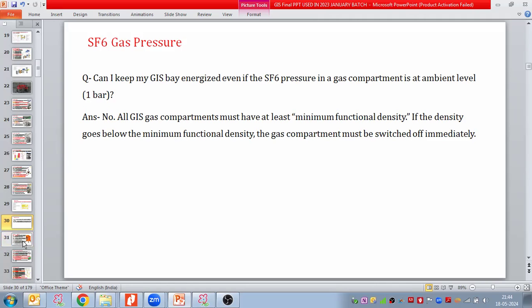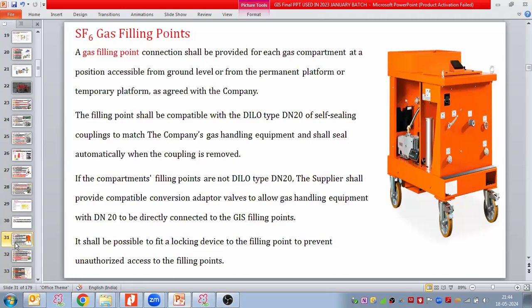Now, how do we fill the gas into the GIS modules? For that, we take the gas filling equipment, which is called DELO. First of all, the gas filling point connection shall be provided for each gas compartment at positions which shall be accessible from the ground level, or from the platform or a temporary platform, or as agreed with the company. So the GIS manufacturer has to provide a gas filling point first.